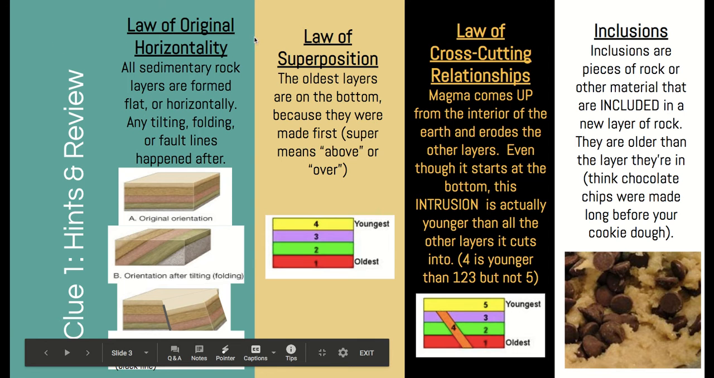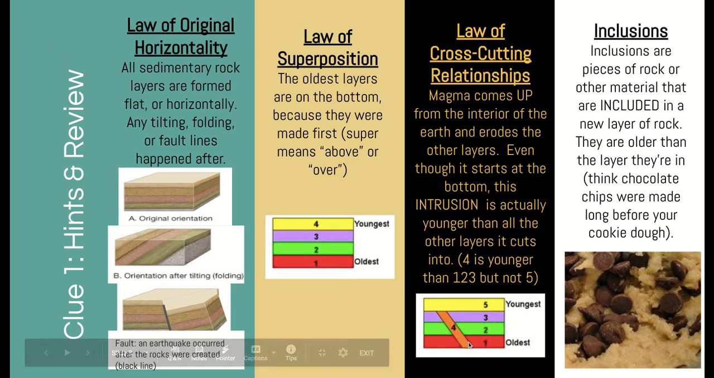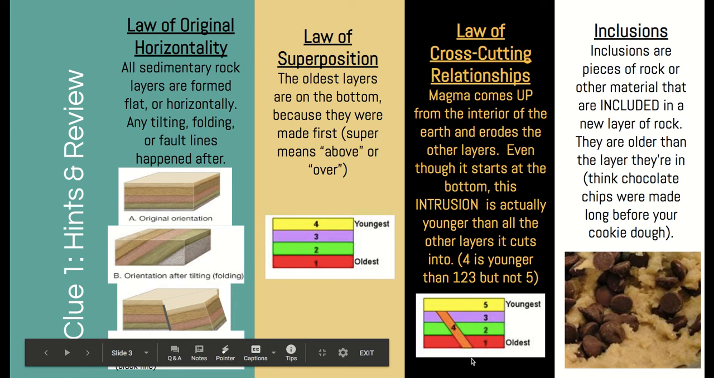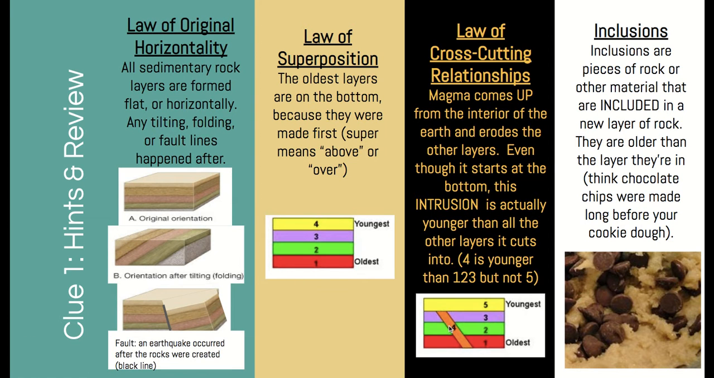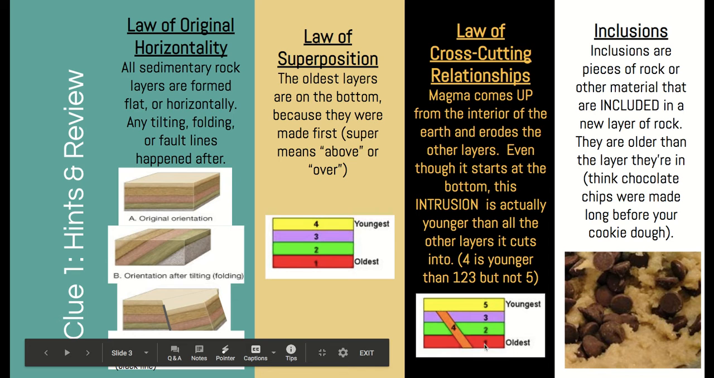So anything that is not laid down horizontally that happens to cut through many layers is automatically younger than the layers that it cuts across, because layers 1, 2, and 3 had to be there in order for layer 4 to come and erode or melt or dissolve those layers and then harden into its own layer. So the order goes 1, 2, 3, 4, and then 5. 4 is younger than 5 because 4 did not cut into layer 5.